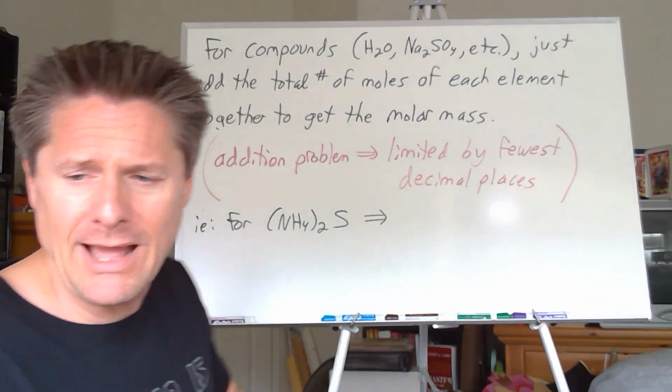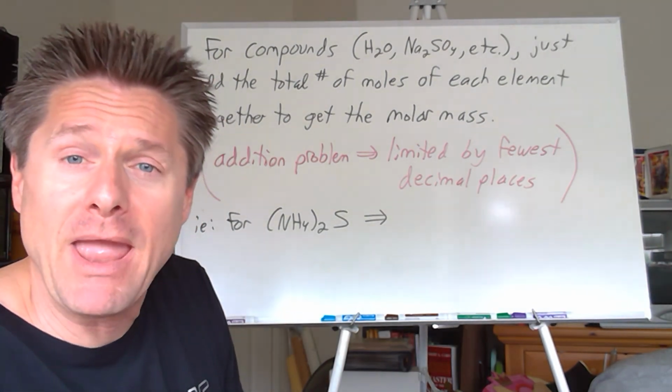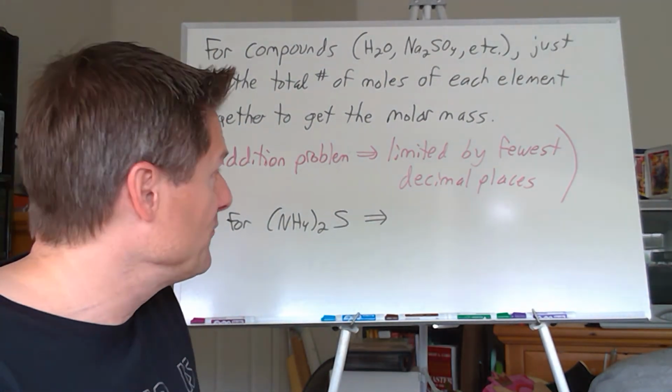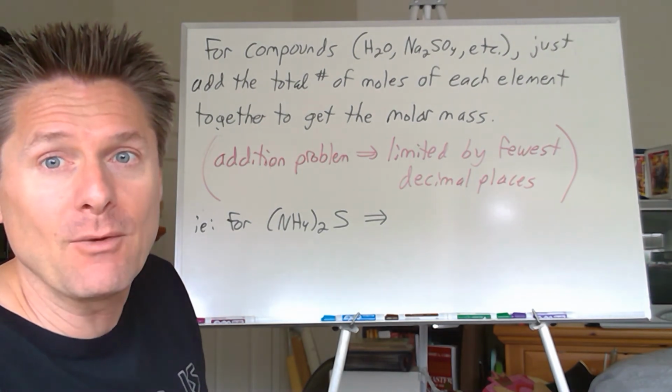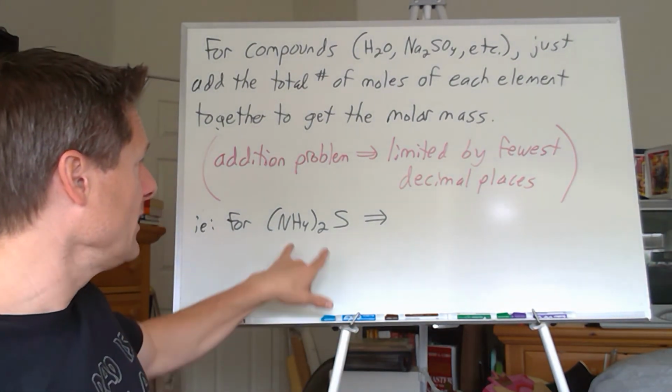Let's do one that's a little more complicated. Let's take a look at ammonium sulfide. It's an ionic compound, so we're looking at the formula unit of it. So this would be the formula mass, by the way. It's molar mass, but specifically a formula mass. Well, let's break it down.